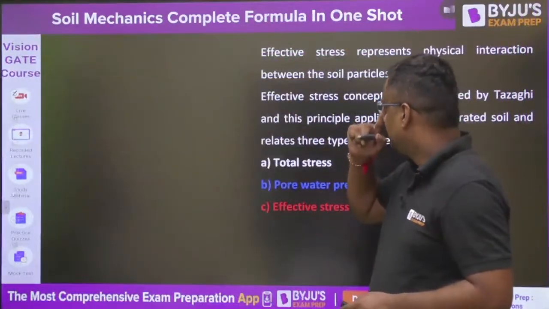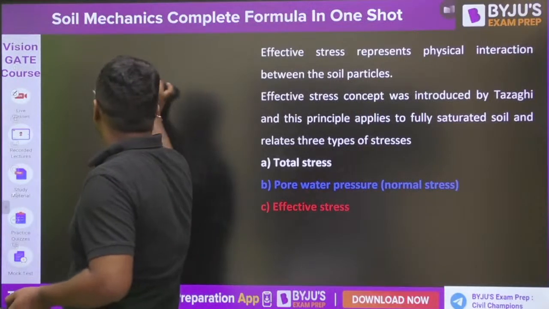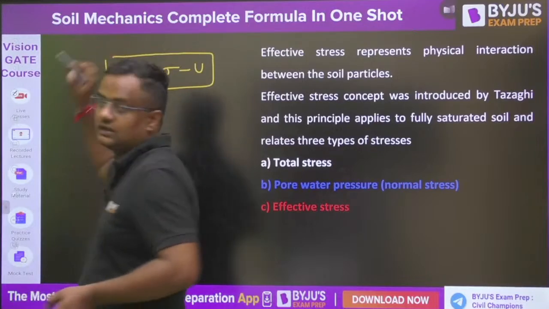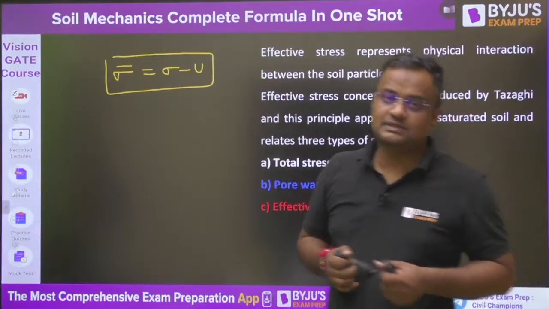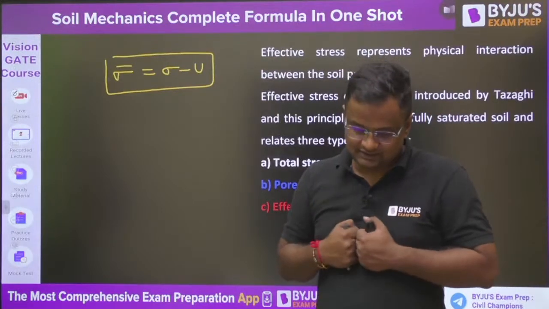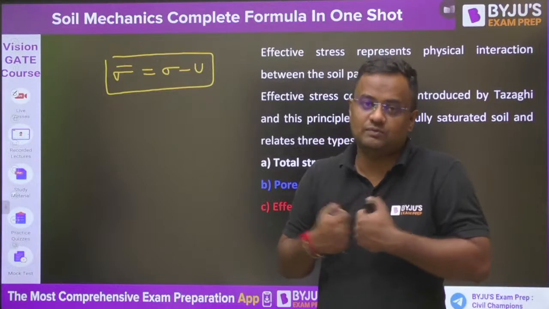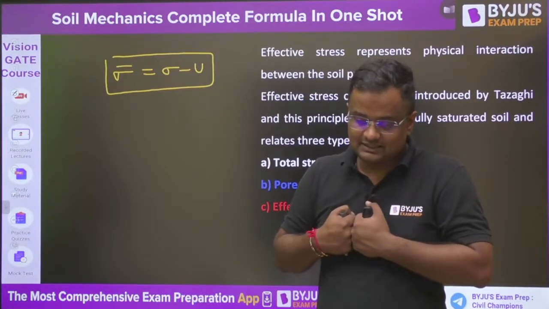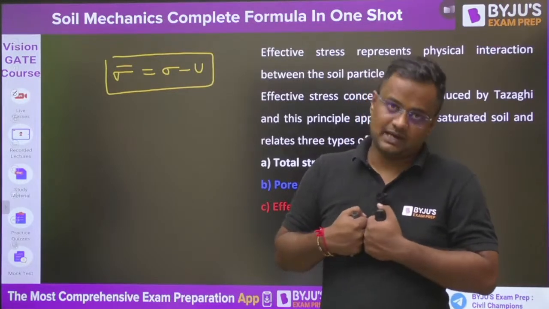Okay, in effective stress there is only one formula: sigma bar, effective stress, is total stress minus pore water pressure. What does effective stress represent? If the effective stress is more, it means that there is more contact pressure between the particles.